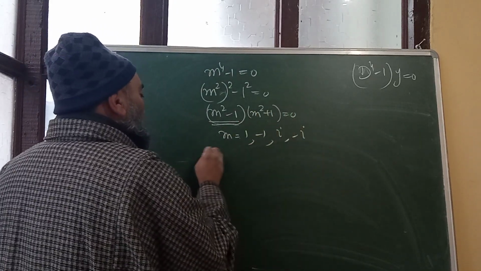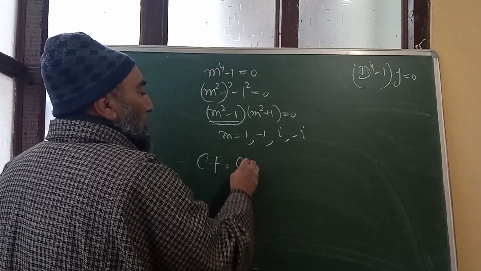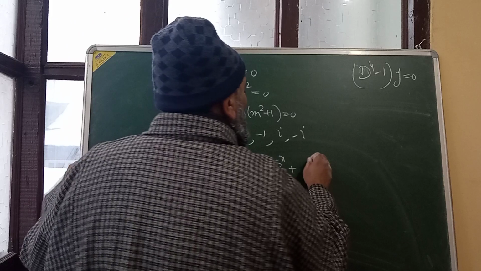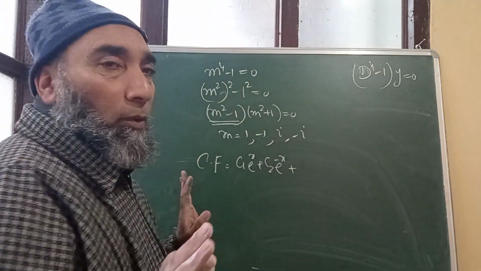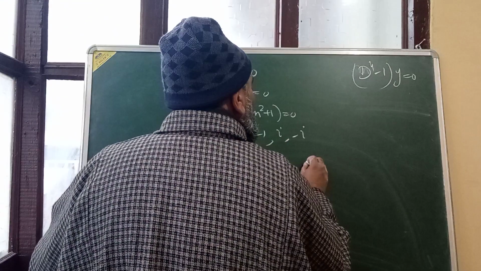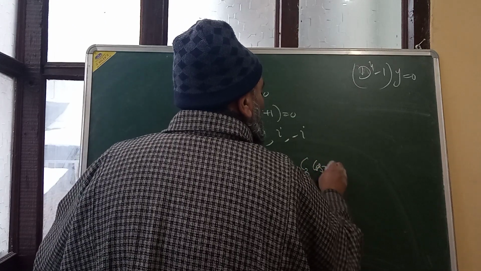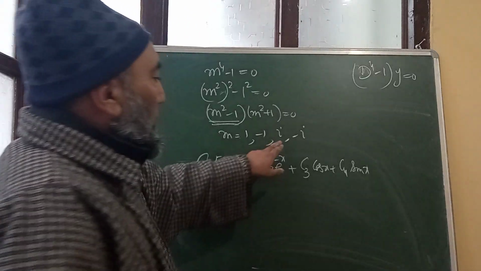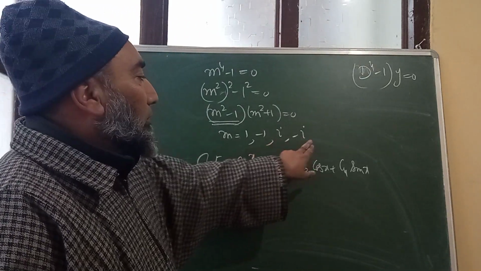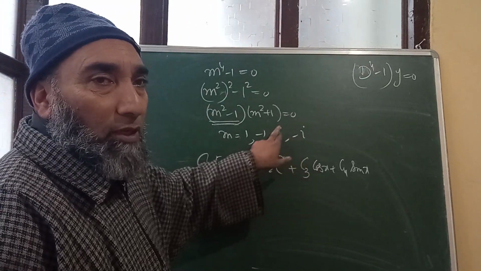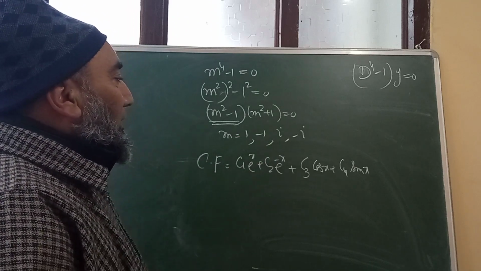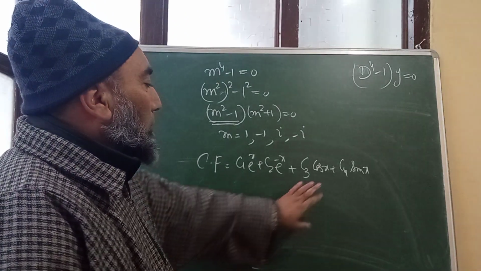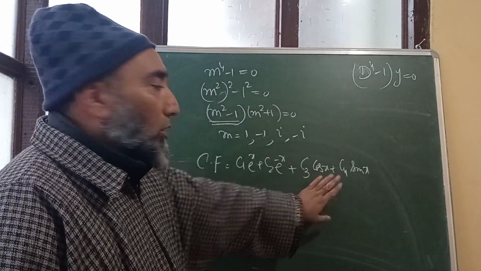So the complementary function is c1 e raised power x, c2 e raised power minus x, alpha is 0, e raised power 0 is 1. So c3 cos x, c4 sin x. c3 cos of iota 1x, iota beta is 1. Whether it is plus 1 or minus 1, you know complex numbers occur in conjugate pairs, so we will get this thing only. This is the solution.